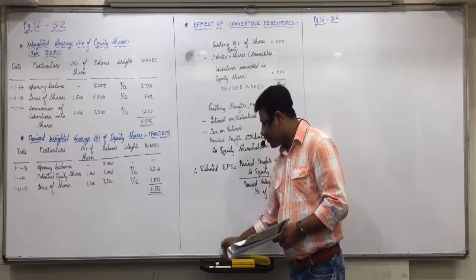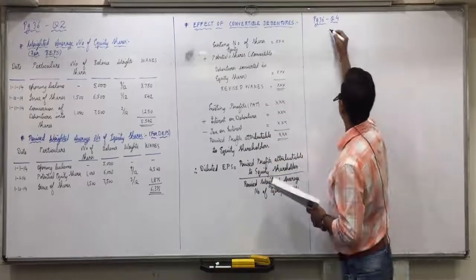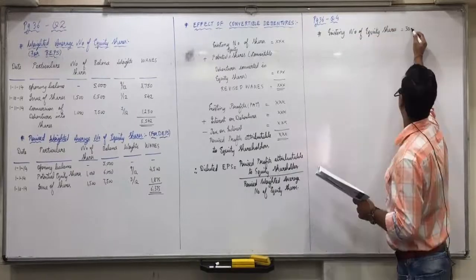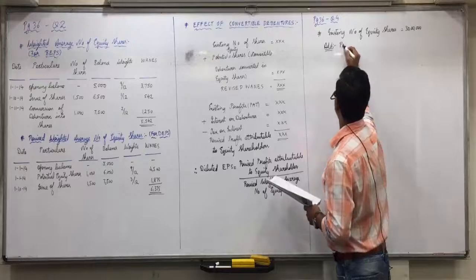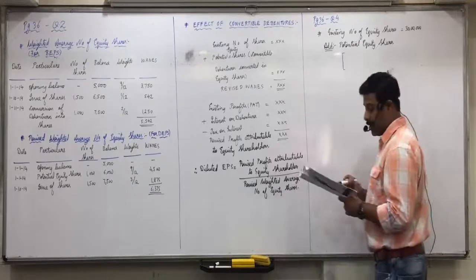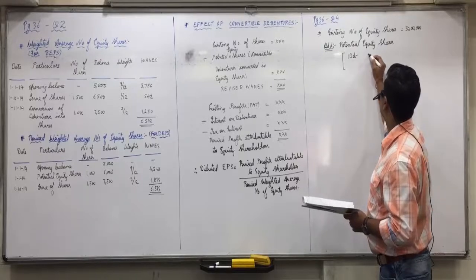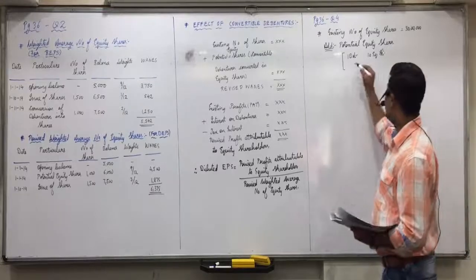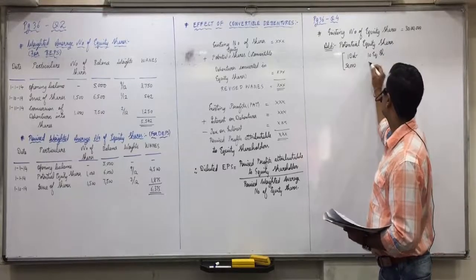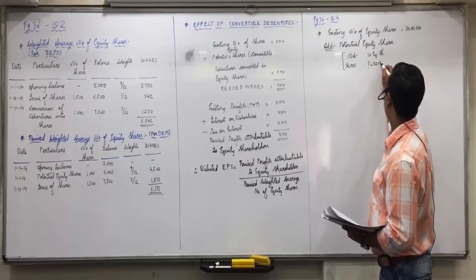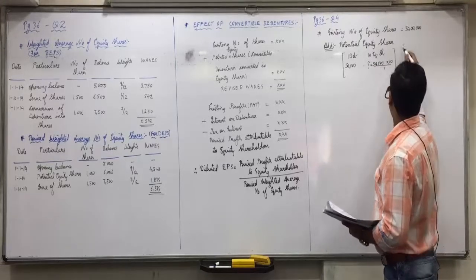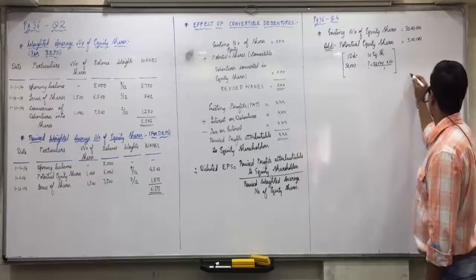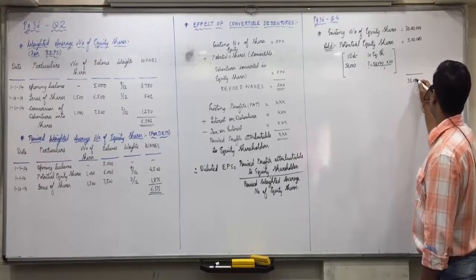First, we find the revised weights. Existing number of equity shares, how many? 30 lakhs. Add potential equity shares. Now, one debenture will get converted into 10 equity shares. So 50,000 debentures, how many equity shares? 50,000 into 10 upon 1, 5 lakh equity shares. Any confusion in this? So 35 lakhs is the revised weights.